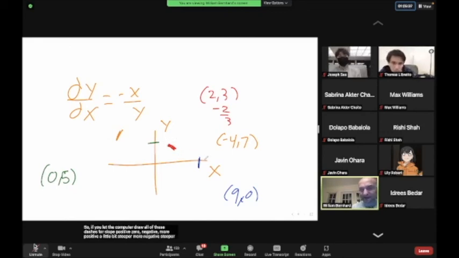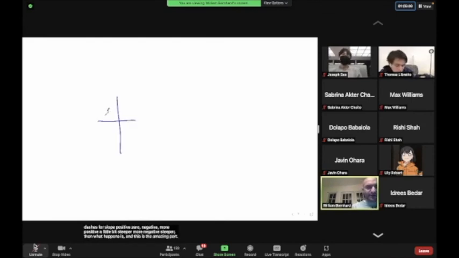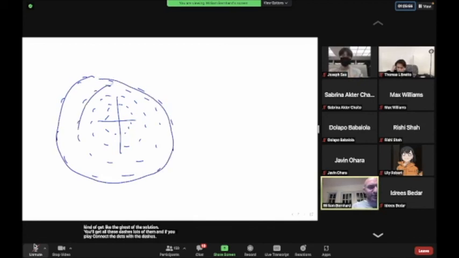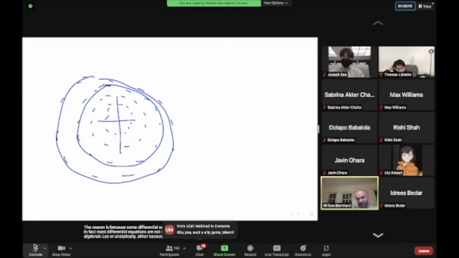Then what happens, and this is the amazing part, is that if you let it do this for lots and lots of points, you'll get the ghost of the solution. You'll get all these dashes, and if you play connect the dots with the dashes, you wind up getting the concentric circles, which are the solutions. Now you might say, why play such a silly game? The reason is that most differential equations are not solvable algebraically or analytically, either because you can't separate or because you can't integrate.